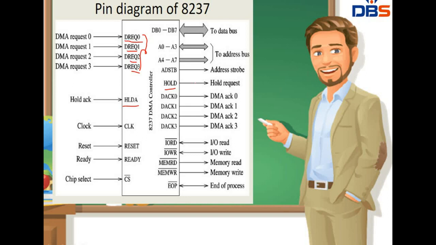This sends an interrupt or signal to the microprocessor, the hold request, saying that I need to send the data. This hold request will be sent to the microprocessor, and whenever it accepts that hold, it will send a hold acknowledgement. That means this pin signals the 8237 that the microprocessor has relinquished control of the address, data and control bus to the 8237 DMA.